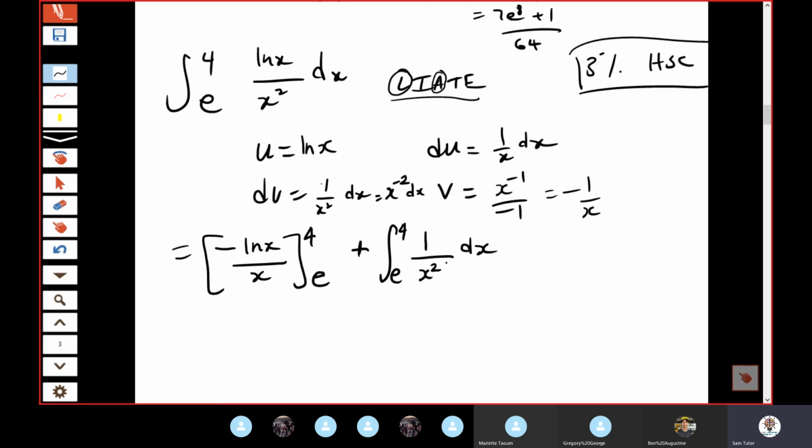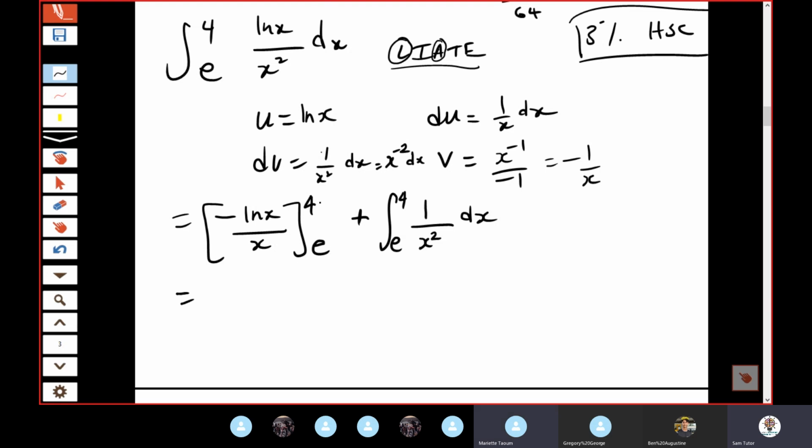And again, look what this is again. 1 on x squared, 1 on x squared. So you're just going to integrate this again. But you already know the answer to that integral, you know. But anyways, you got to do it slowly. So next line, sub in 4. What happens when you sub? It'll be negative ln 4 over 4 minus negative ln e over e. Okay, that's that bit done. Plus, now 1 on x squared, when you integrate it, is negative 1 on x.